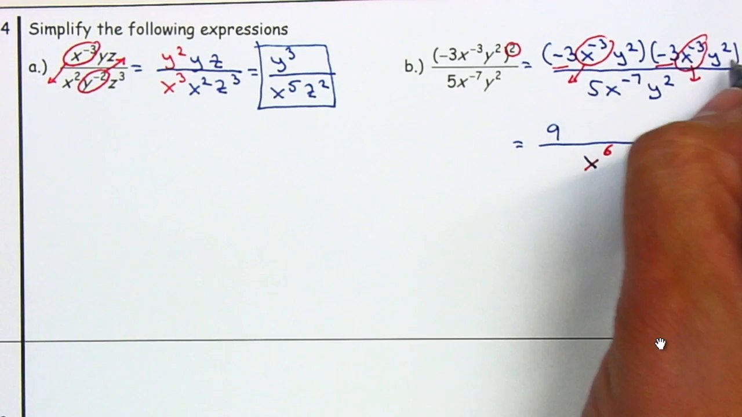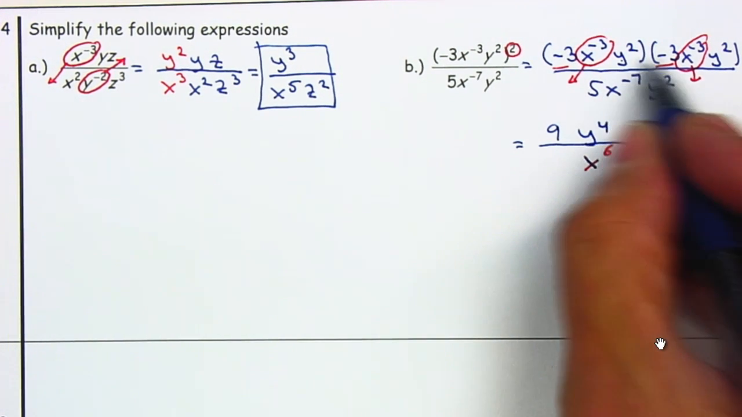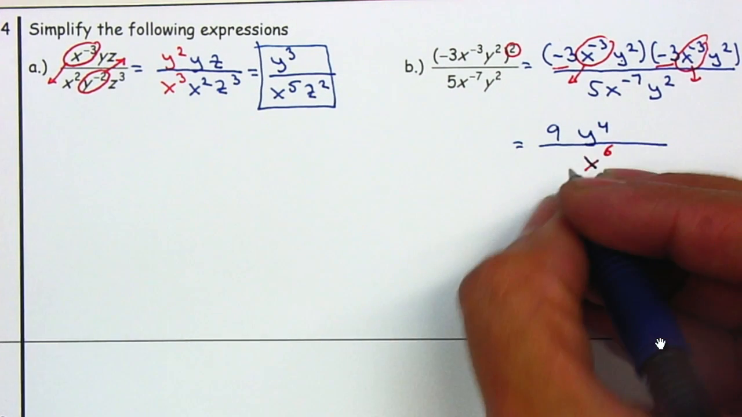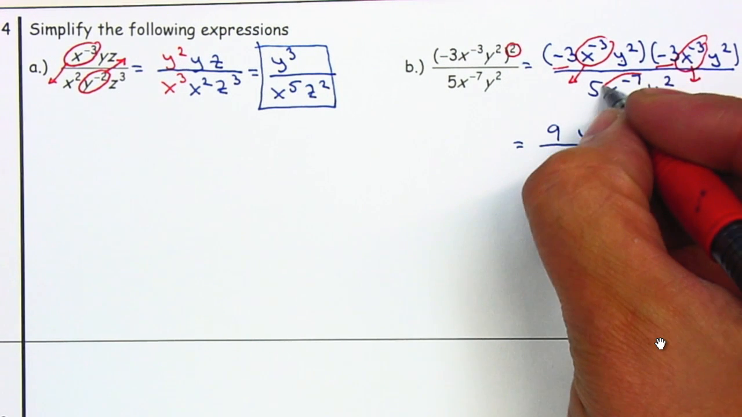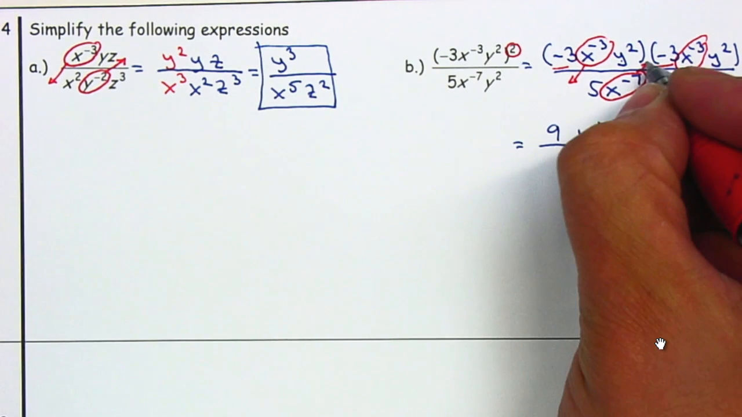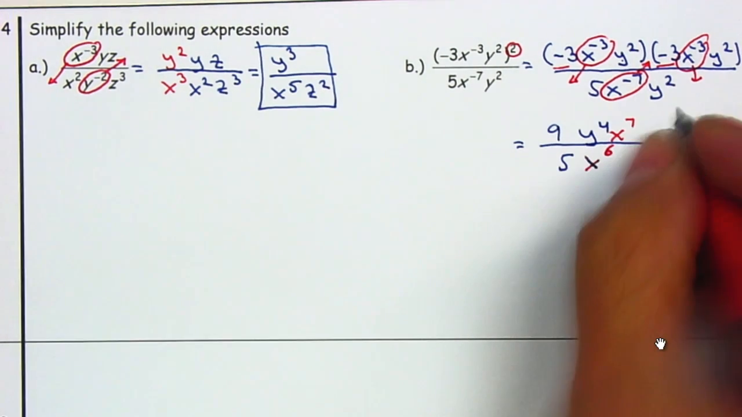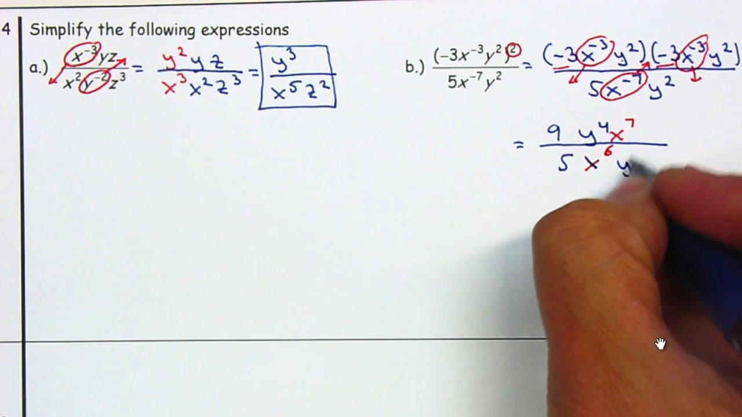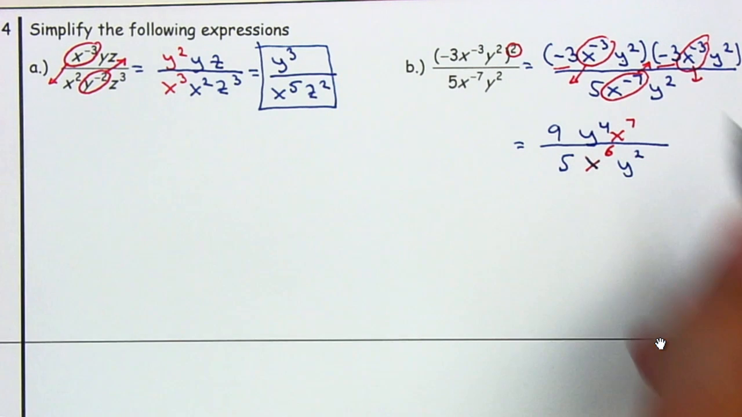Y's, how many y's do I have on top? 4. 2 here and 2 here is a total of 4 y's. On the denominator, I have a 5. I have a negative exponent that will be switched to the top. So I have x to the 7th on top. And on the bottom, I still have a y squared. Just be very careful not to forget any exponents or any variables.